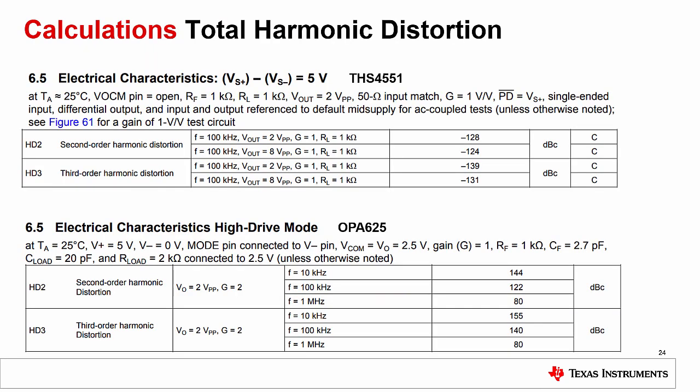This distortion performance can be seen by comparing the THS4551 and the OPA625 datasheets. At a supply voltage of 5 volts, bandwidth of 100 kHz, gain of 1 for the THS4551 and a gain of 2 for the OPA625, and a load resistance of 1 kilohm, we see that the THS4551 has an HD2 and HD3 of -128 dBc and -139 dBc, while the OPA625 has an HD2 and HD3 of -122 dBc and -140 dBc.